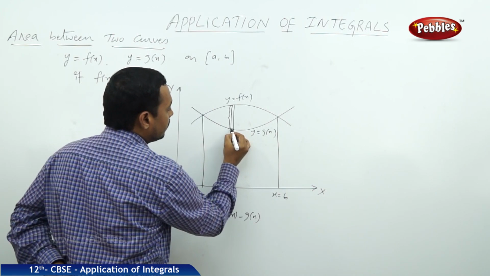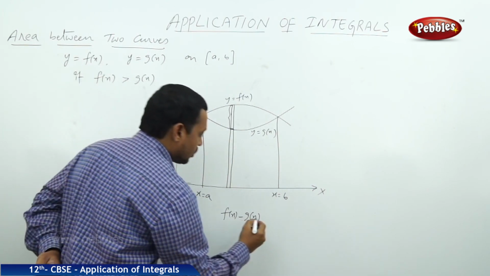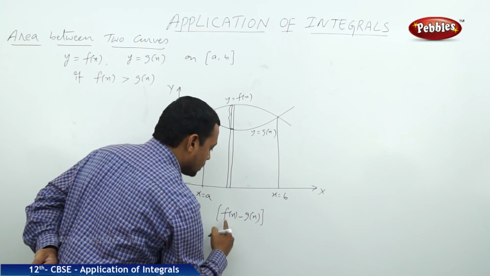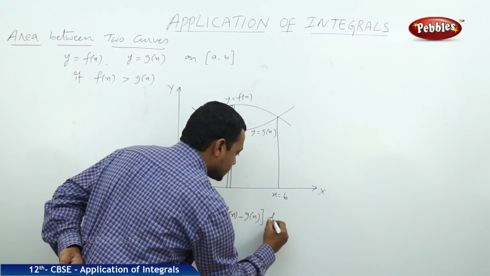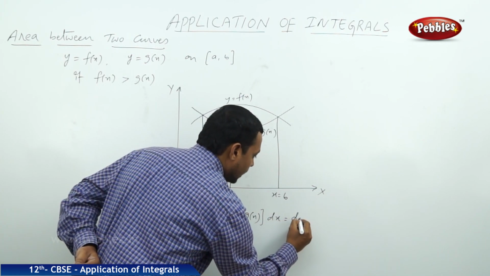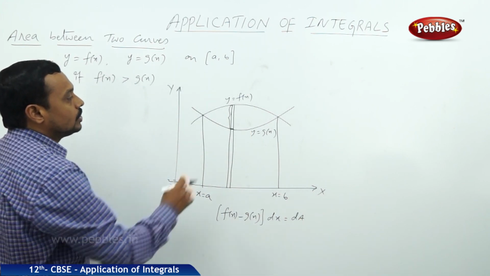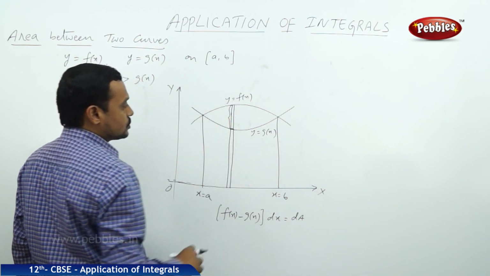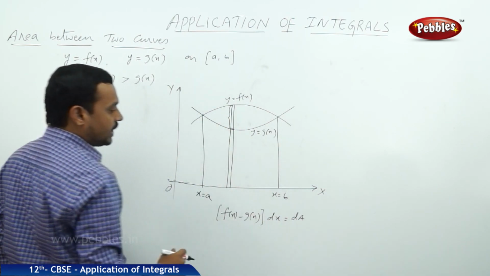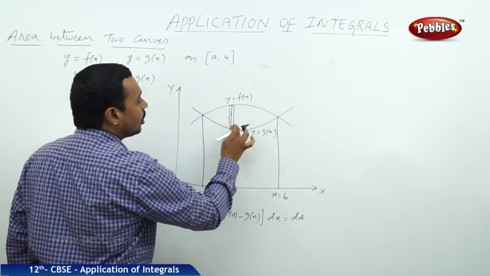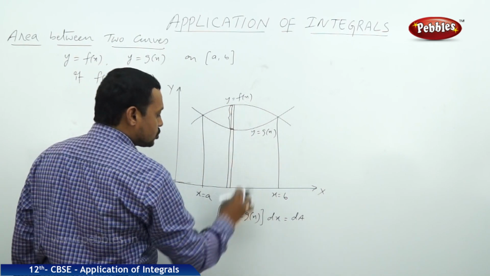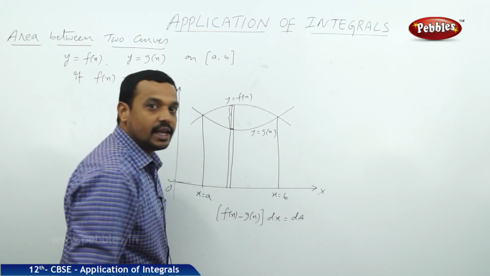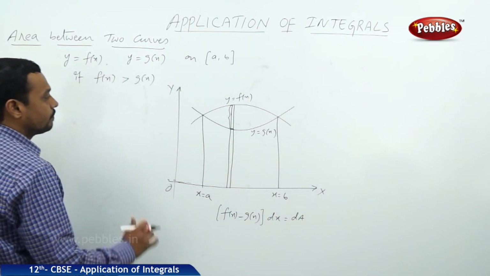Let the width of the strip be equal to dx. Now the elementary area formed by the strip is equal to f of x minus g of x into dx. It is dA. This is the length of the strip bounded by the two curves, and width is equal to dx, and the area of the strip between these two curves is given by f of x minus g of x into dx, which is known as the elementary area denoted by dA.